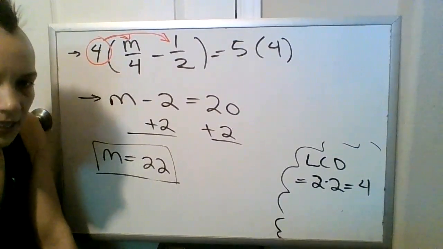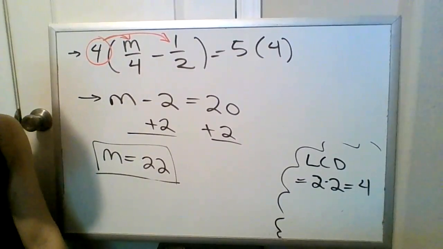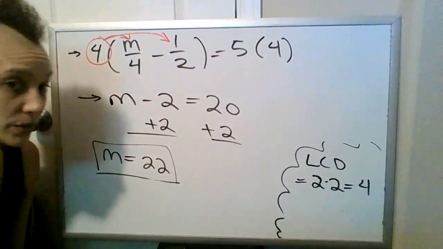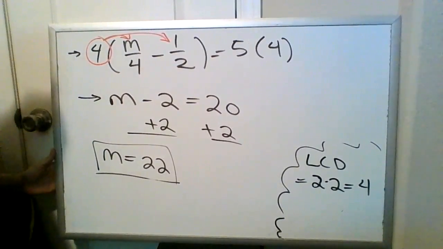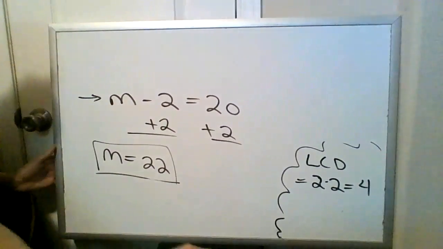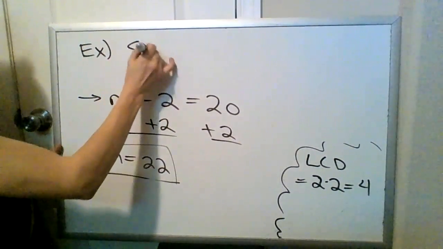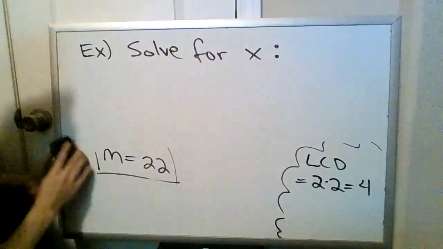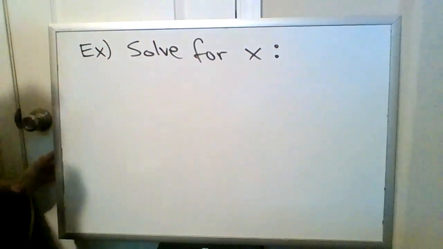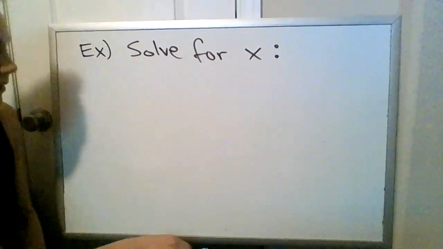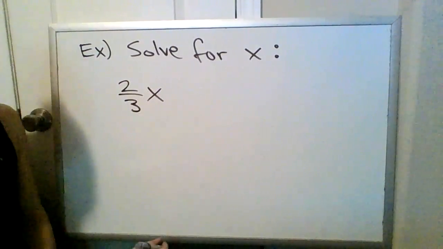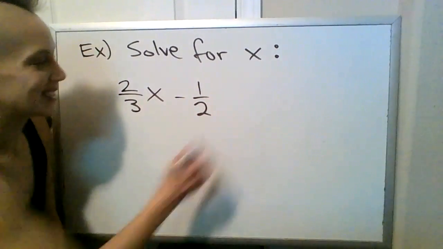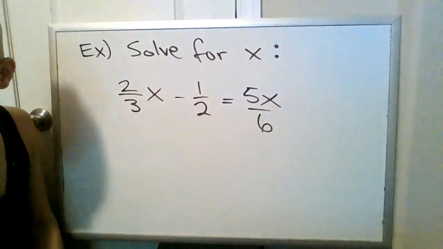I think I'm going to do 2 more examples and then we'll end class. So for the next one, I'm going to solve for x. 2/3 x minus 1/2 equal to 5x over 6 plus 1/3.